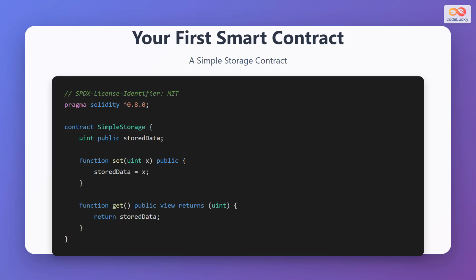The get function is marked as view, meaning it only reads data without modifying the blockchain state, and it returns the current value of stored data. This simple example illustrates the fundamental concepts of state variables, functions, and data persistence in smart contracts.